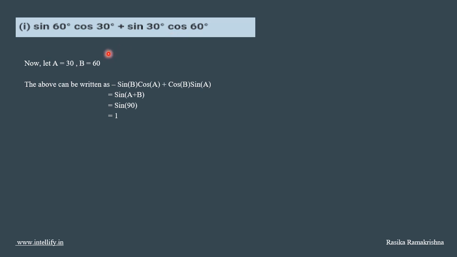So here, let us suppose that A is equal to 60 degrees and B is equal to 30 degrees. Then the above can be written as sin A cos B plus cos A sin B. What is that? That is nothing but sin of A plus B. And A plus B is 90, so therefore we have sin of 90, which you know is 1. So by doing this, we have just minimized the calculation that is required by us.